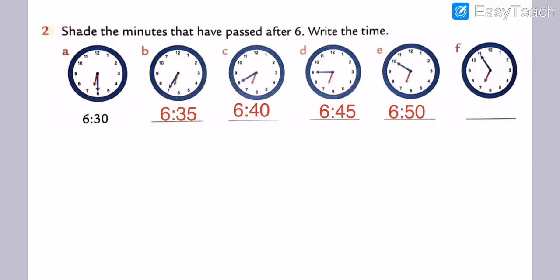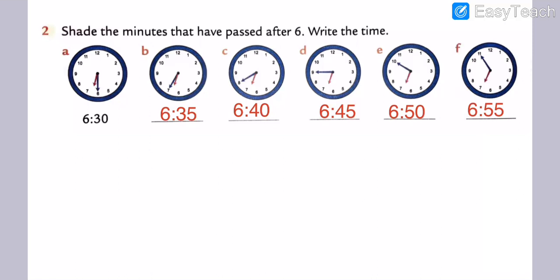6:15. Then after, my dear students, question number F. What is the time on clock F? The hour hand is on 7, and the minute hand is on 11. So 11 shows 55 minutes. So what should we write? We mention 6:55 here. Got my points, my dear students? I hope you all have understood.